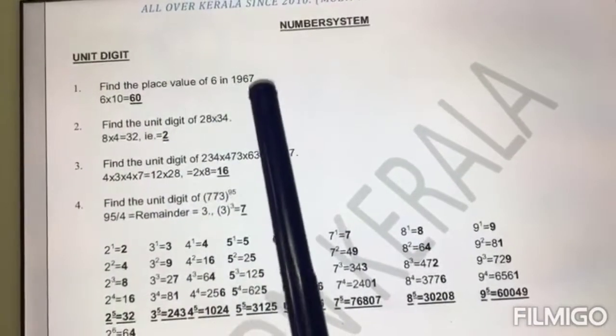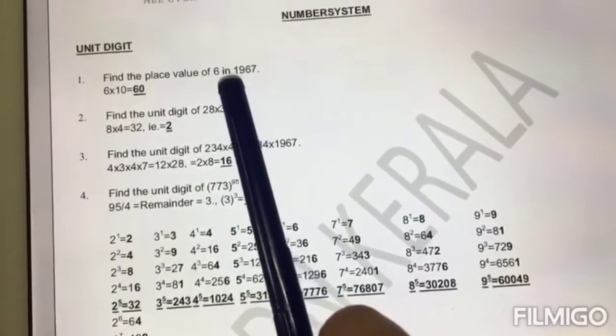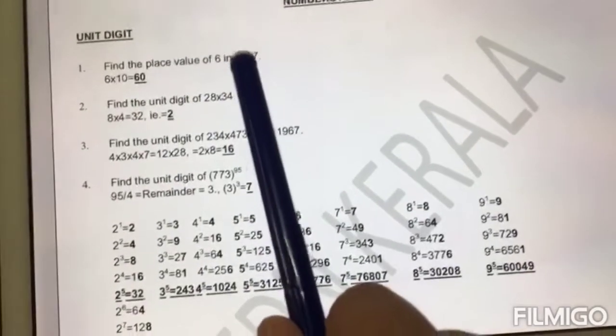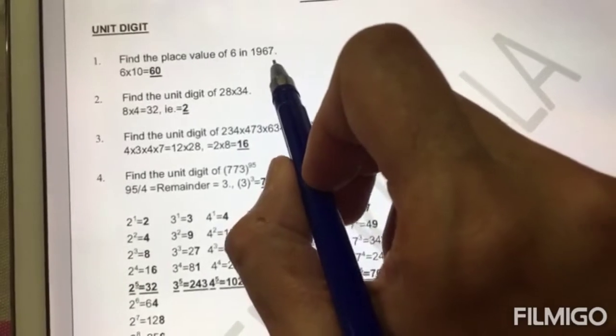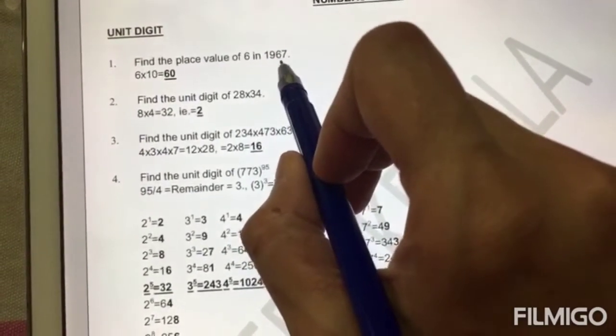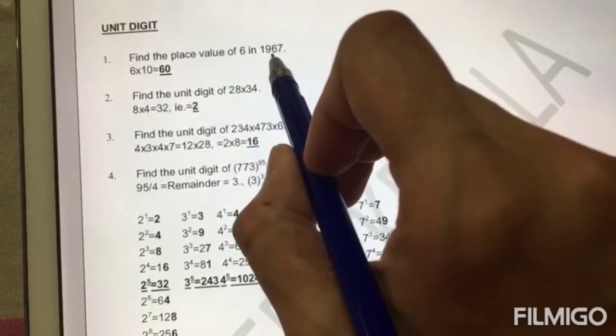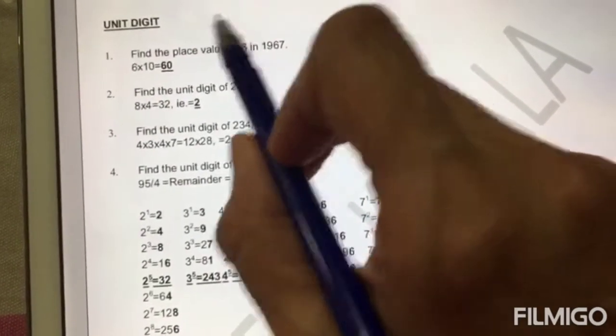So in the number system we have the units, tens, hundreds and thousands digits. Units digit means the first number on the extreme right. Tens digit is the one before it. Hundreds is the one before it, then thousands, then 10,000s, then 100,000s and so on.